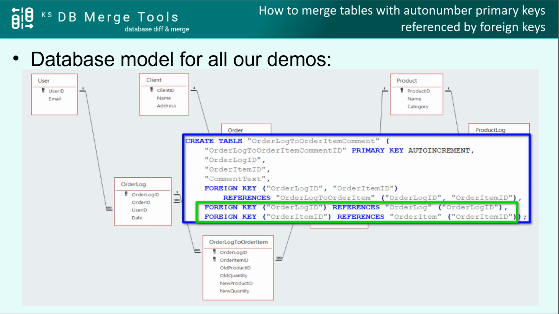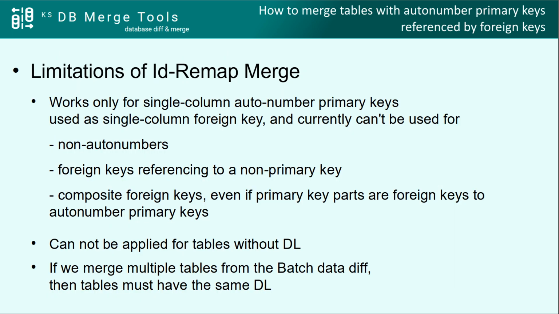Let's get back to the list of limitations. The next limitation is that Id-Remap merge cannot be applied to tables without a dependency level. Dependency level is missing for tables participating in cyclic foreign key references. Let's imagine that table user has foreign key photo ID, and table photo has foreign key author user ID referencing the user. We've got a foreign key cycle.